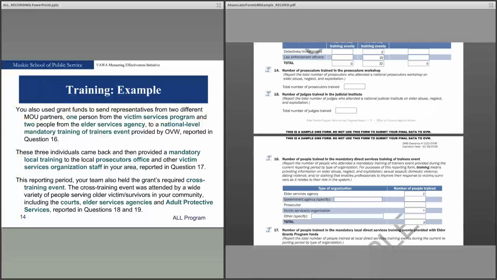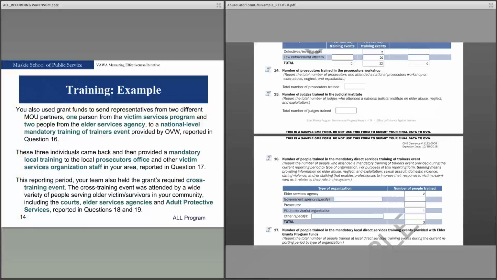Questions 14 and 15 are blank in our example, but I'm going to talk about them briefly. Question 14 specifically refers to a 2.5-day National Prosecutors Workshop on Elder Abuse sponsored by OVW. Report the total number of prosecutors who attended this OVW-sponsored training event. Question 15 is asking about the total number of judges who attended a 4-day National Judicial Institute on Elder Abuse, Neglect, and Exploitation sponsored by OVW. Now, back to our example.